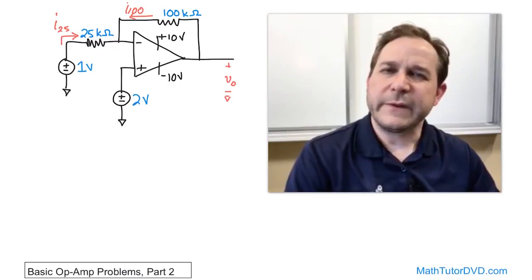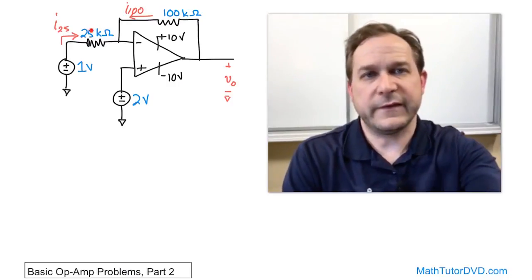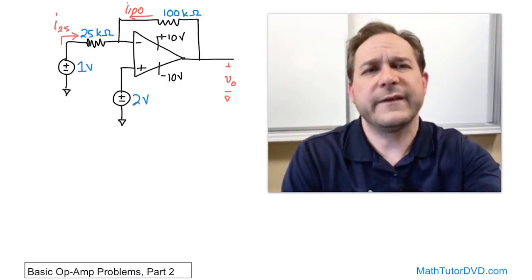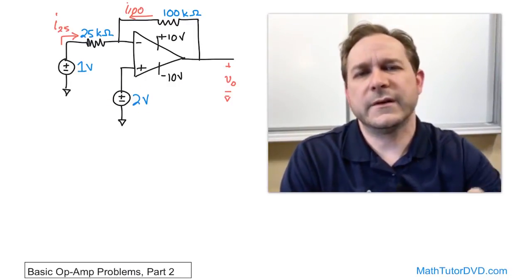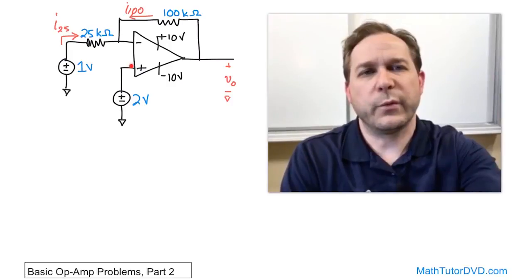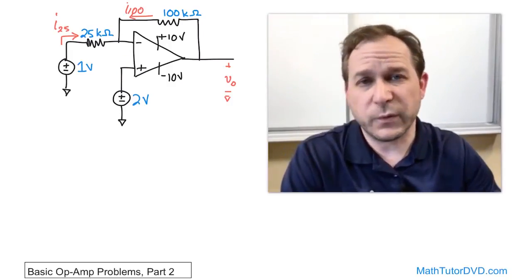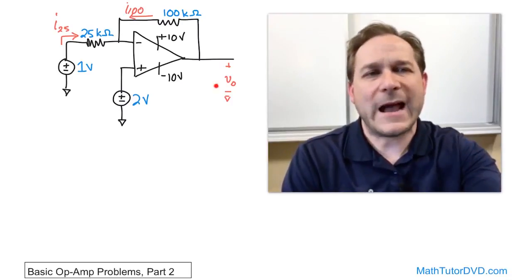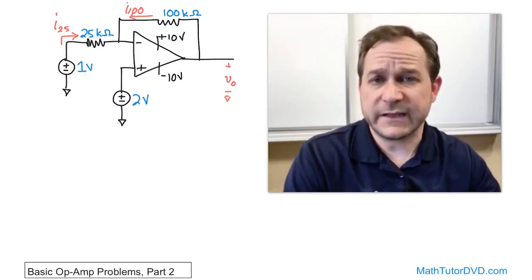The only real difference between this one and the last one, because the resistances here are the same, even the reference direction of the currents are the same, is that this is 2 volts and this is 1 volt. So where this was grounded essentially before, it's 2 volts now. So we're going to solve exactly the same thing. We want to figure out what this output voltage is and see if it's in the linear region.